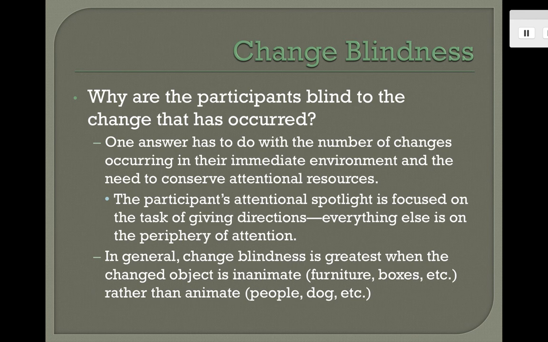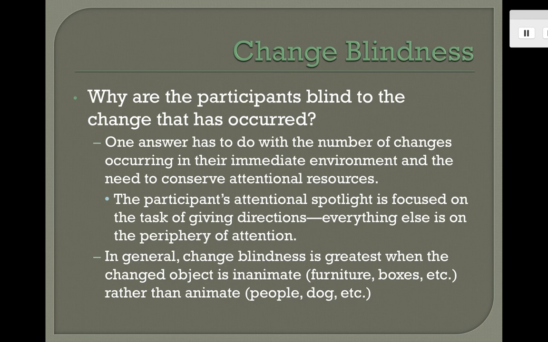A large percentage of individuals never even noticed the change out in the real world, where people are so confident that they would be able to detect those changes. So why is it that they're not detecting those changes? And the answer is, they're not focusing their attention on who they're talking to. Their spotlight is focused in on somebody else. It's focused in on the paper, on the map, trying to find the directions.